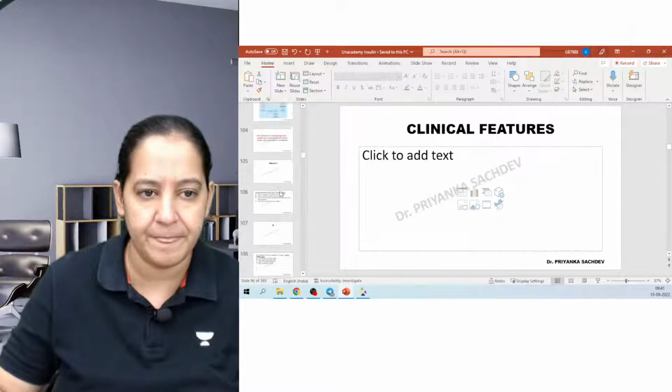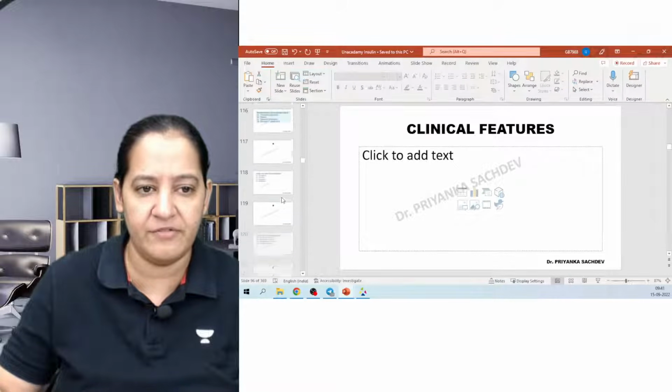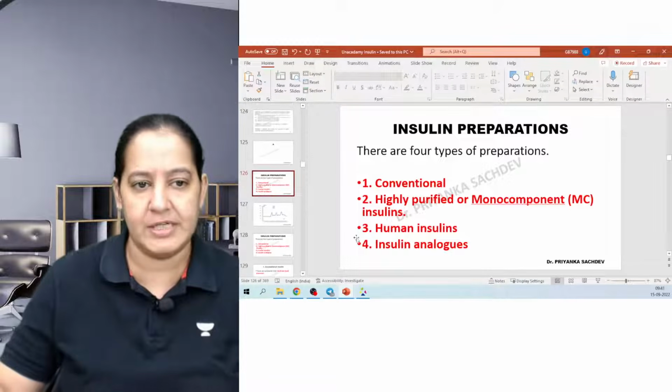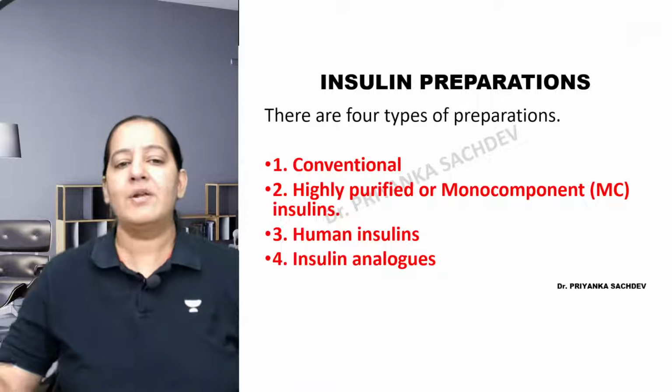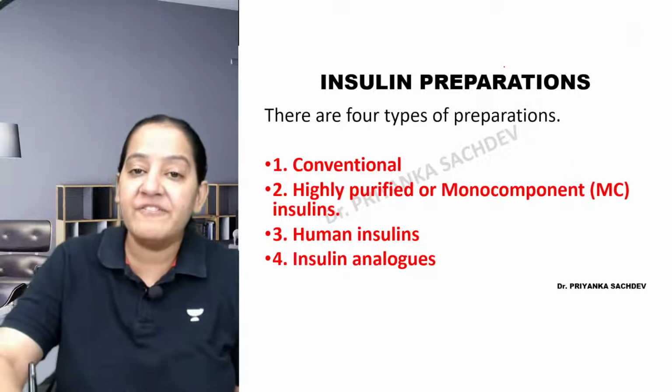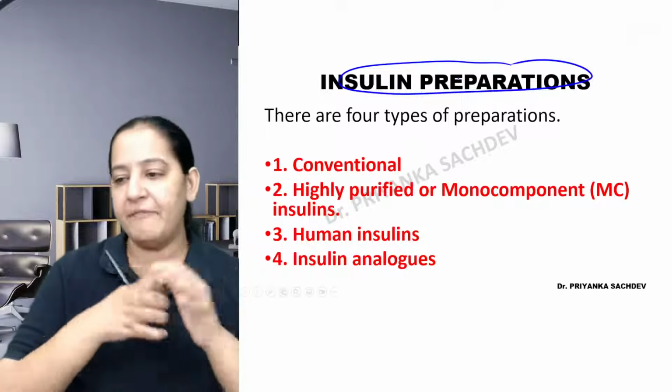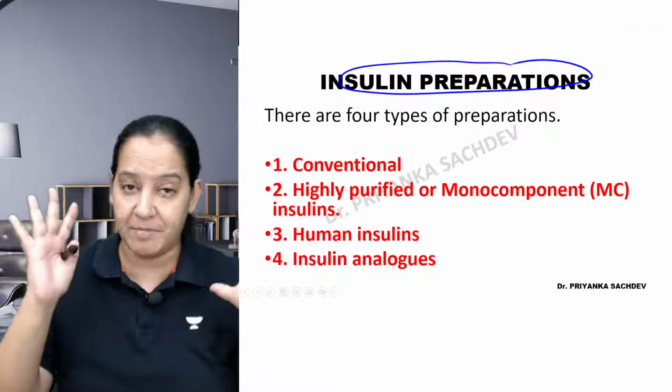So give me a minute. Let me start the various types of insulin preparations for you. This portion is from pathology, that's why I'm skipping it. Okay. So let me start the various types of artificial insulin preparations available in the market. How many types of insulin preparations are available in the market? The main chapter I am starting now.